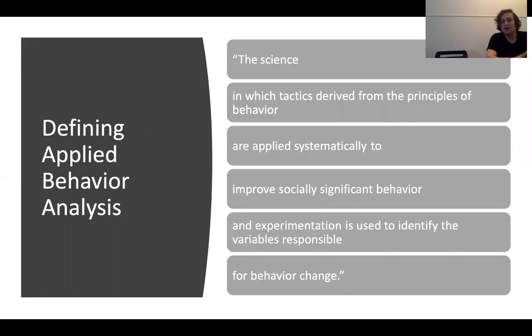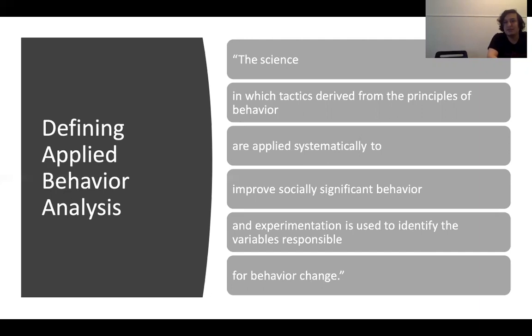Okay, so now we're toward the end, and we're just going to do an overview of what exactly is applied behavior analysis, right? So we actually have a definition for this. It's broken down into 6 components, and we're going to talk a little bit about them briefly. So basically what applied behavior analysis is, it's a science in which we use the tactics derived from the principles of behavior, right? So it's basically saying, again, conceptually systematic, all our procedures and interventions are tied back to the principles of behavior, right?